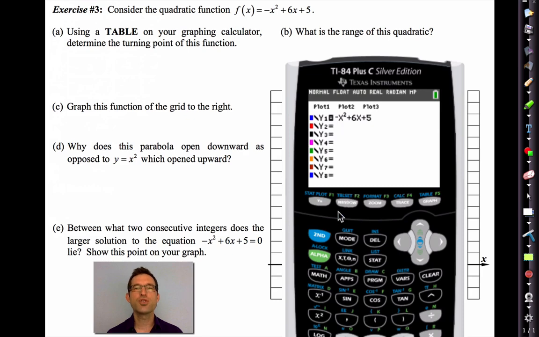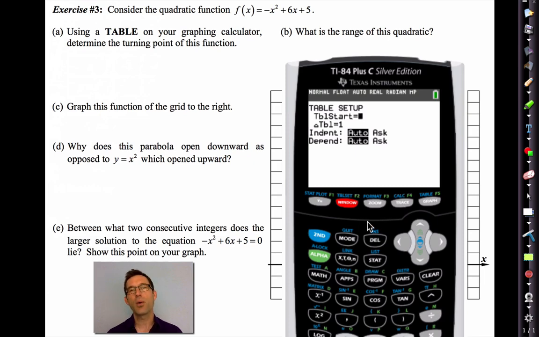Now, what should we begin our table at? Well, that's a great question because I don't know what the turning point is. That's the point, right? I don't know where to look. But I will say that the problem has supplied me with graph paper. And the minimum x value on that graph paper is -6. So that's where I'm going to start my table, at -6. And I'm going to make my table go by ones. So let's set that up.